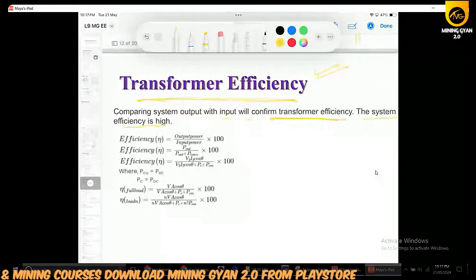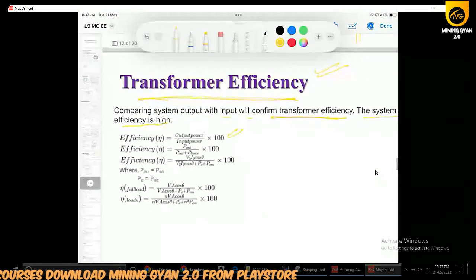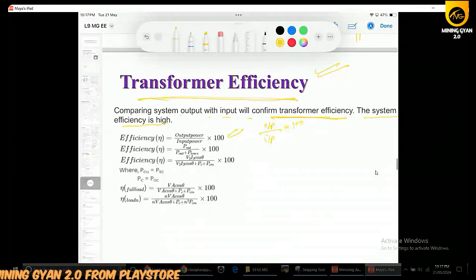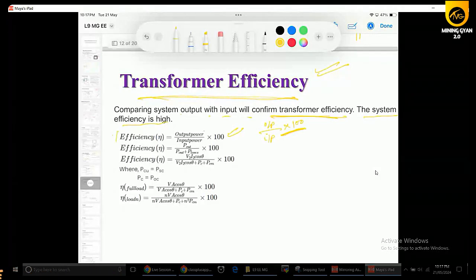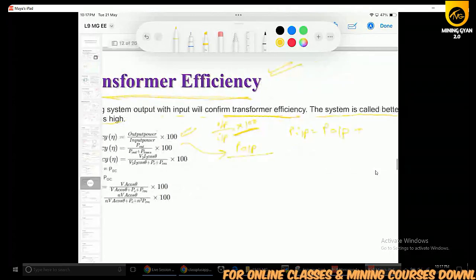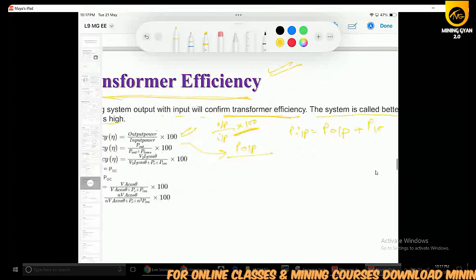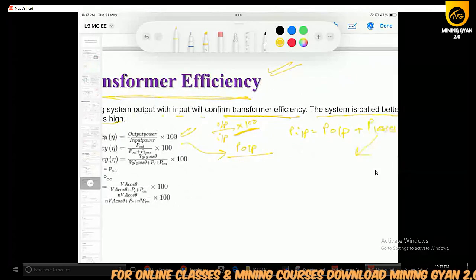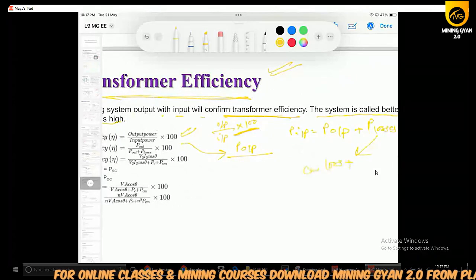Then how to calculate the efficiency? That is output power by input power. Means output with respect to input, and in order to get the percentage value you have to multiply by 100, and that will give you percentage efficiency. Otherwise you can also calculate it like this: P output divided by P input equals P output divided by P output plus P losses. P losses means copper loss plus core loss.